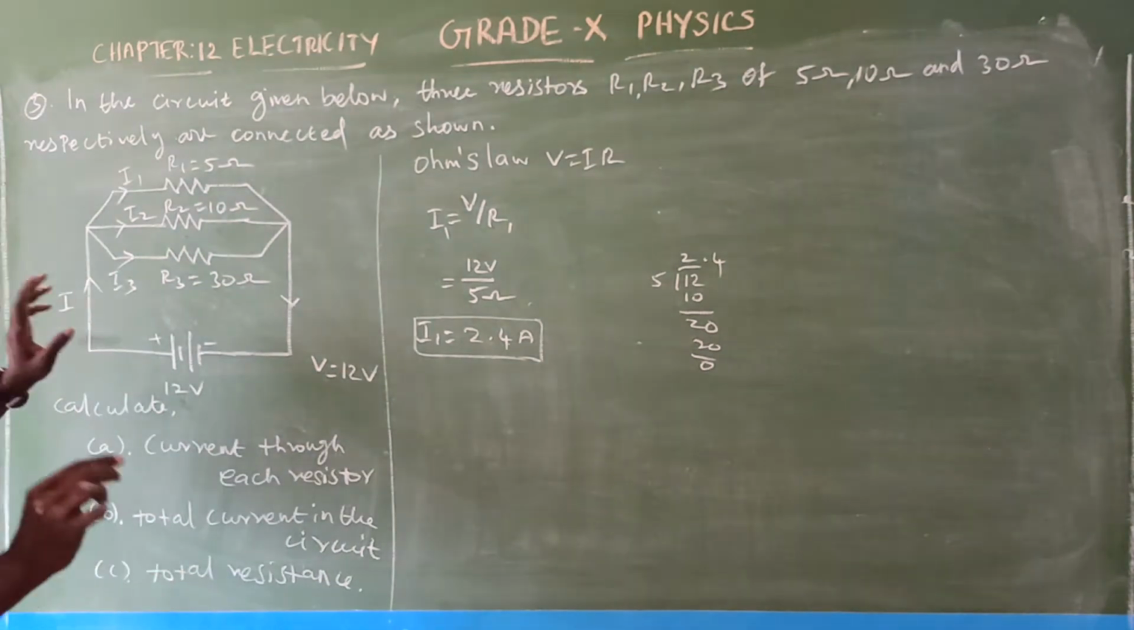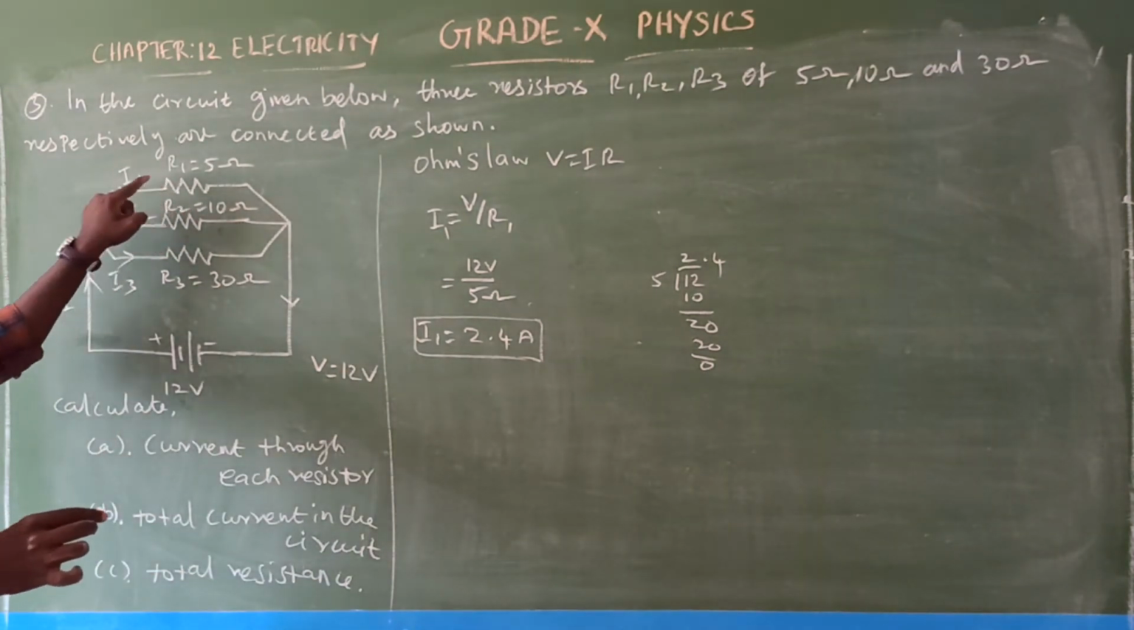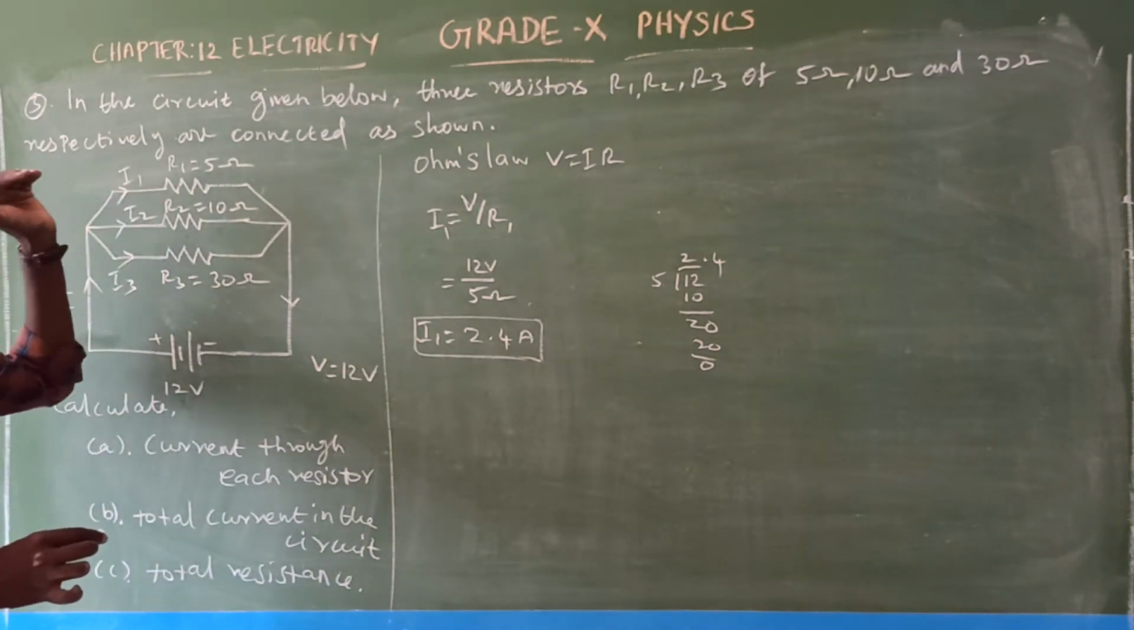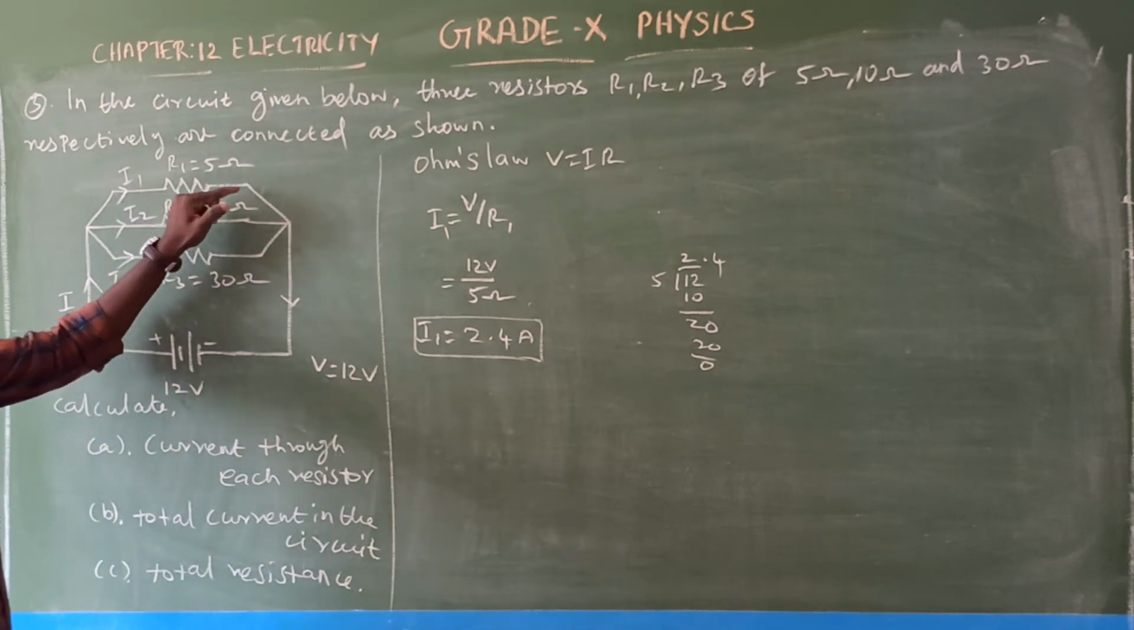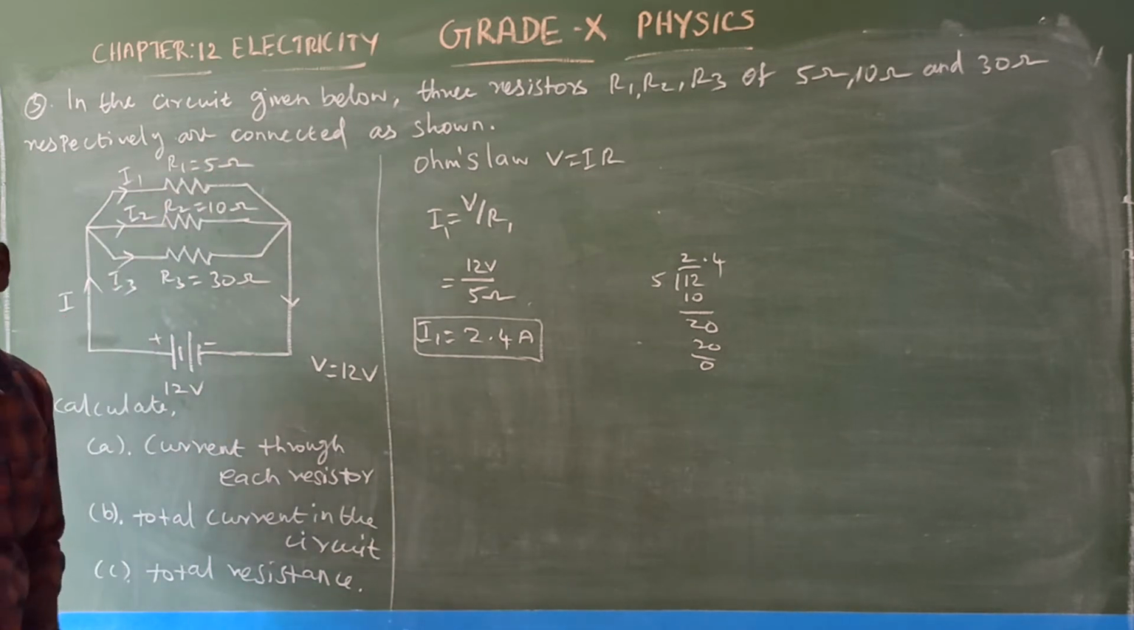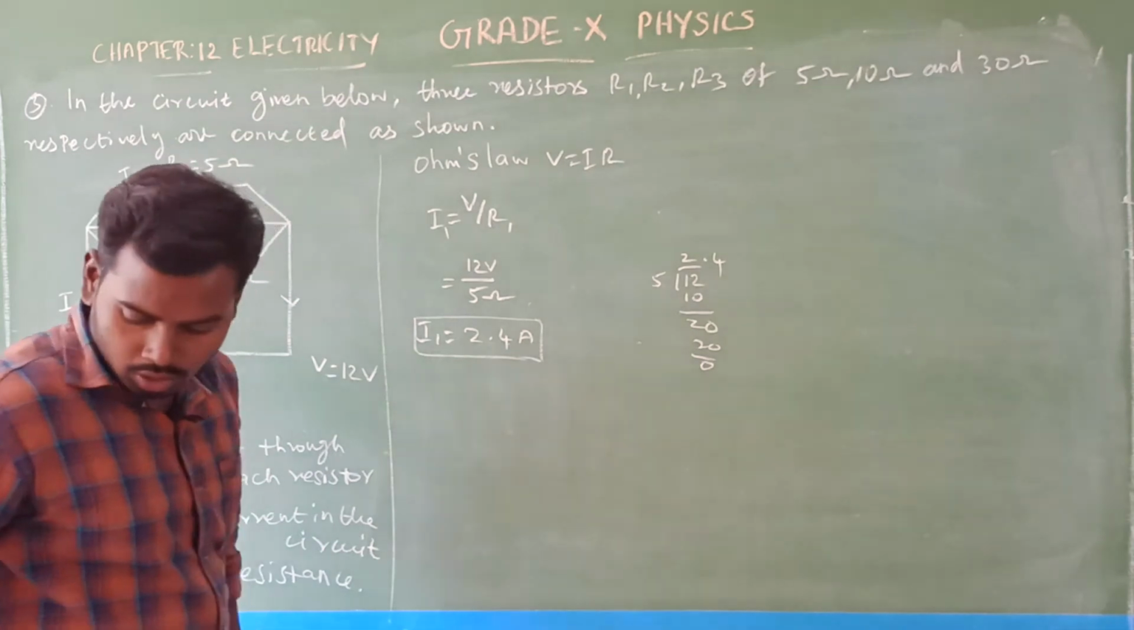So across the resistor R1, 2.4 ampere current is flowing. How much? 2.4 ampere current is flowing. Isn't it? Yes.